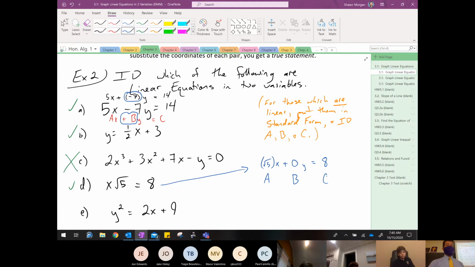To let the cat out of the bag here, the fifth one is non-linear because I see what? I see y squared. And anytime it's got an exponent other than 1, then I know it's going to be non-linear. So what we were able to do is identify a linear equation by the fact that it could be expressed in standard form, also by the fact that it had x to the first and or y to the first only. That is a very important skill.